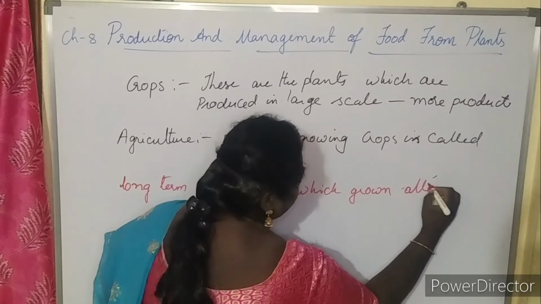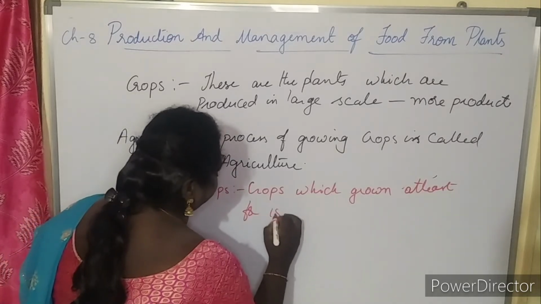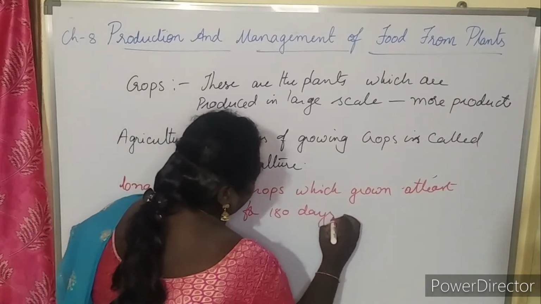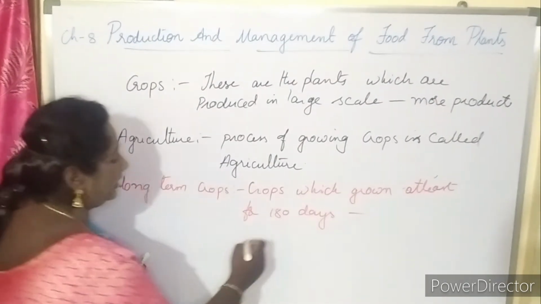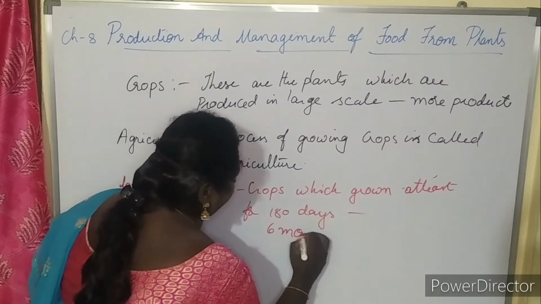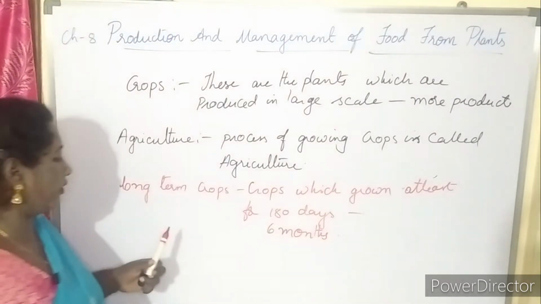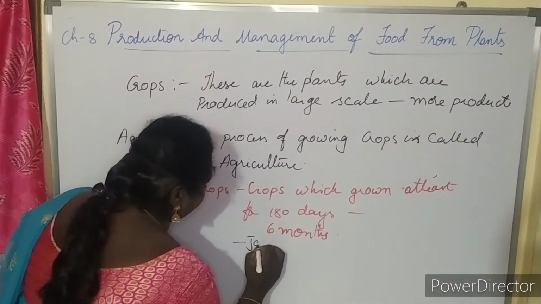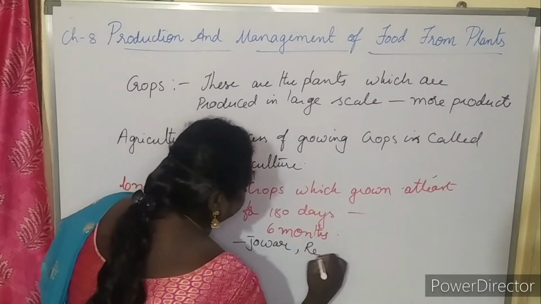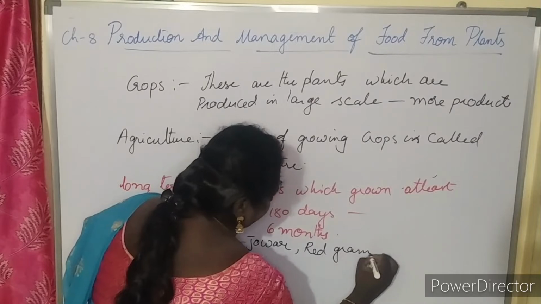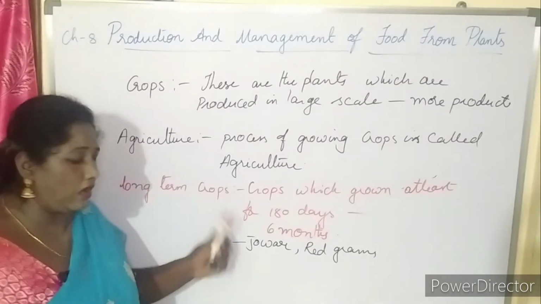Long term crops are the crops which are grown for at least 180 days. 180 days means nearly 6 months. The time duration here is 6 months. Among the examples of crops grown, majorly we have jowar and red gram. Many examples are there, but here we will see jowar and red gram. It is also a long term crop.